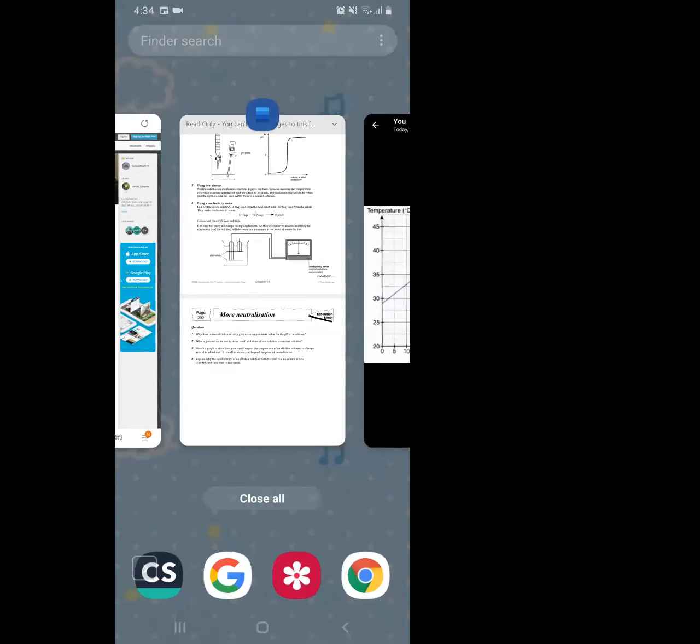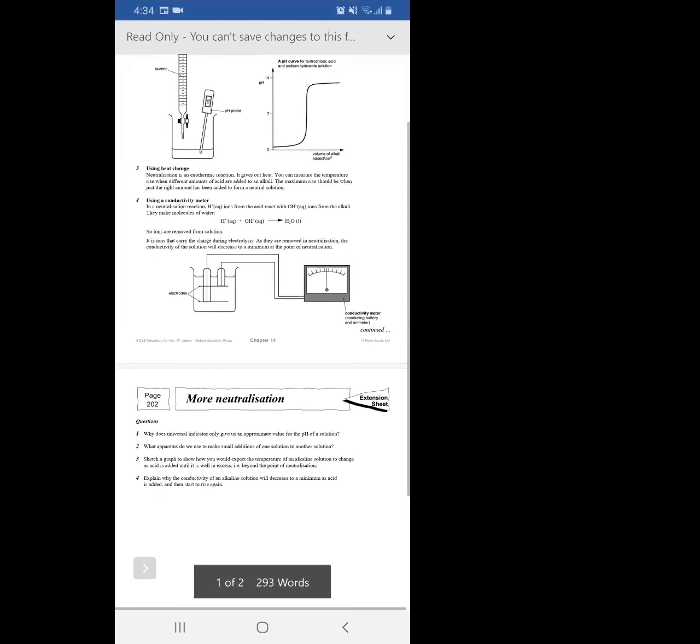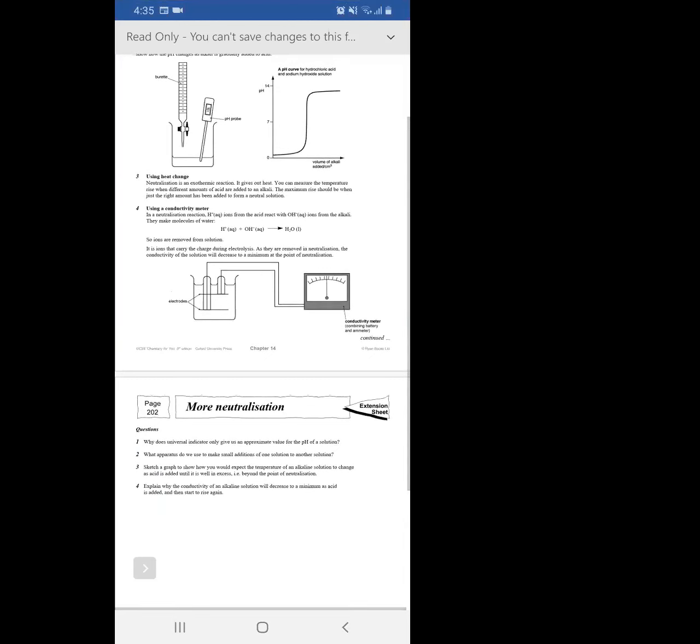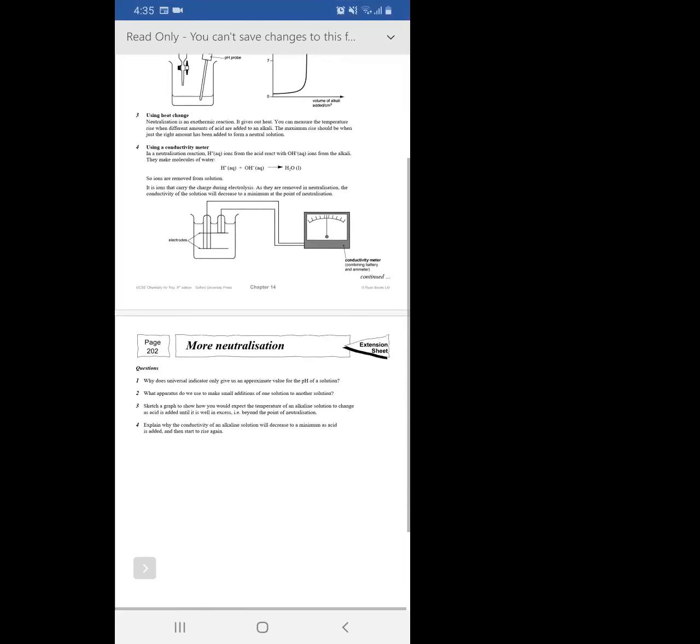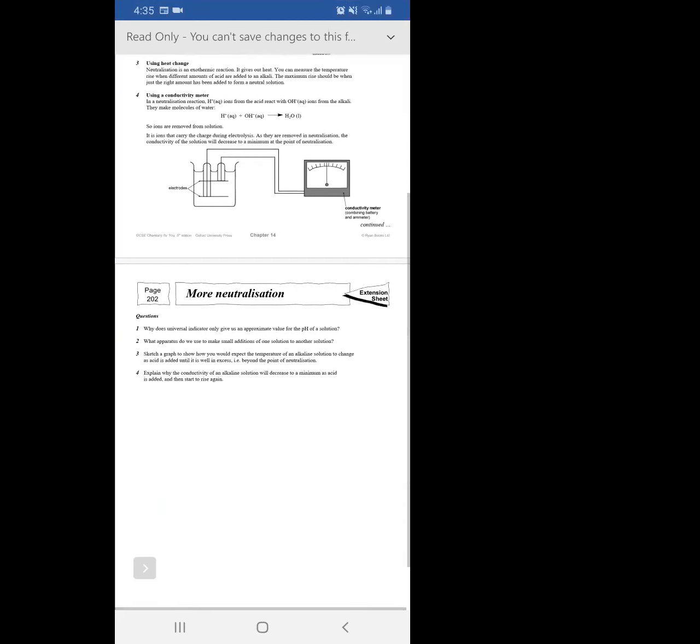Okay, now I hope you understood this extension sheet. Using a conductivity meter, in a neutralization reaction, hydrogen ions from the acid react with hydroxide ions from the alkali and they make molecules of water. So ions are removed from solution. It is ions that carry the charge during electrolysis. As they are removed in neutralization, the conductivity of the solution will decrease to a minimum at the point of neutralization.